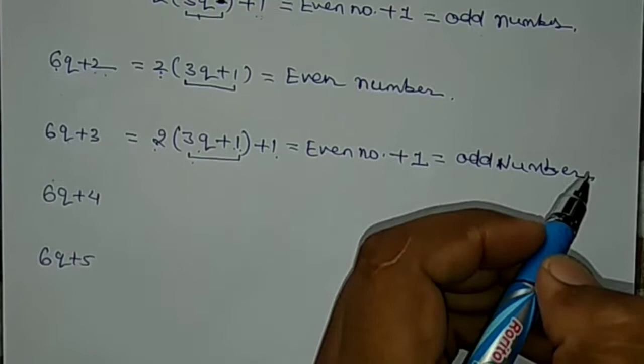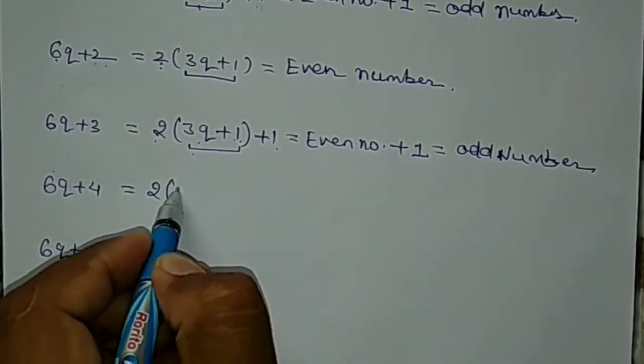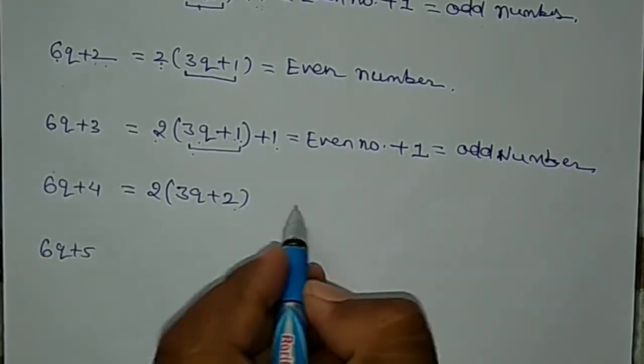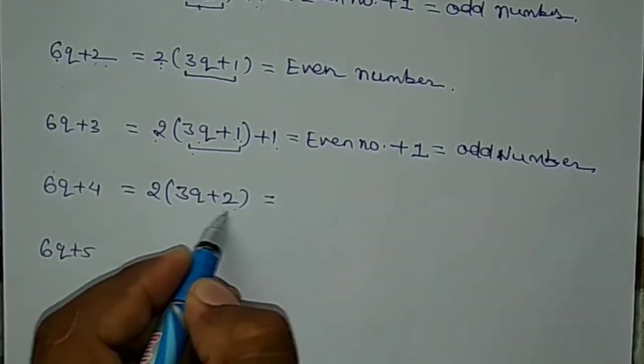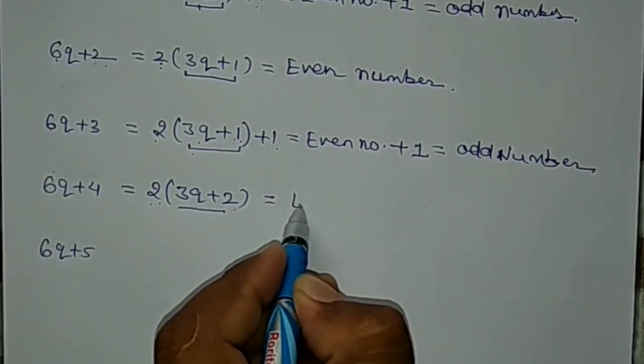Okay, similarly we can do in this question, take 2 common from here, that is how much? 3q plus 2, 2 2s are 4, that's why we can write like that. Now the whole number is a multiple of 2, so we can write it is only an even number.